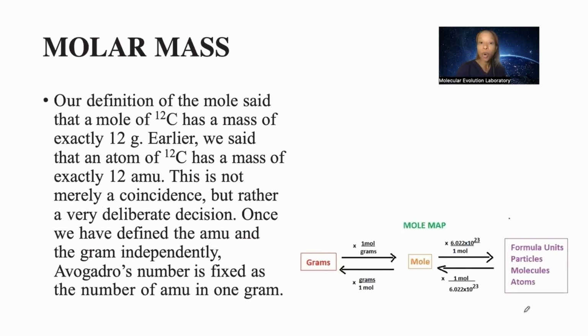How do we determine molar mass? Our definition of the mole said that a mole of carbon-12 has a mass of exactly 12 grams. Earlier we said that an atom of carbon-12 has a mass of exactly 12 atomic mass units. This is not merely a coincidence, but rather a very deliberate decision. Once we've defined the atomic mass unit and the gram independently, Avogadro's number is fixed. Here we show how the mass of an atom can be converted into grams per mole.